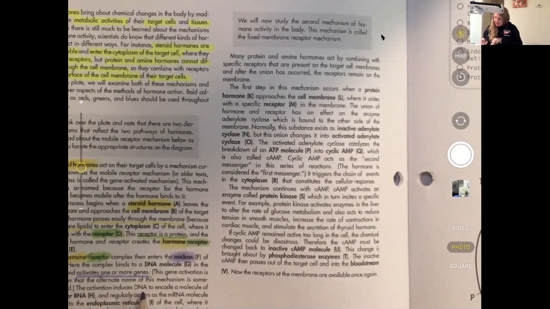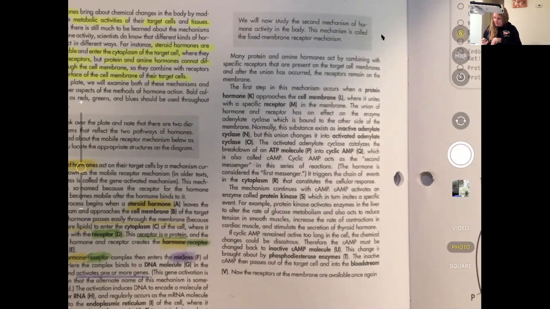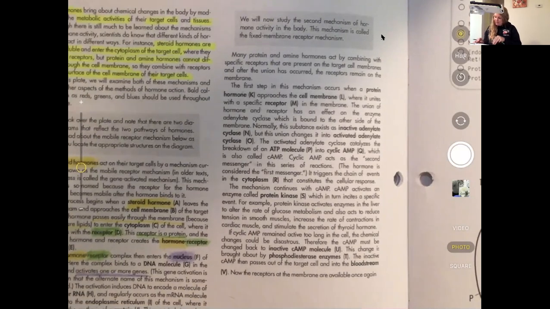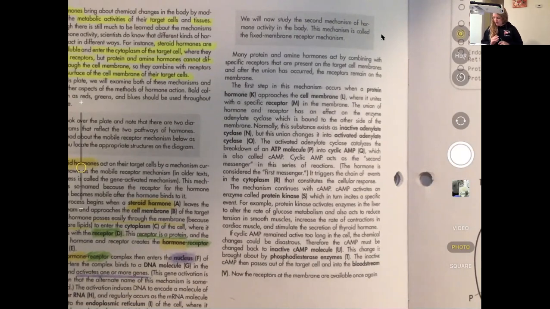The activation induces DNA to encode a molecule of messenger RNA, mRNA, and regularly occurs as the mRNA molecule migrates to the endoplasmic reticulum of the cell, where it instigates the synthesis of a protein. This protein brings about the desired effect in the cell. For example, the protein may act as an enzyme that alters the rate of a specific cellular process, or it may act as part of a membrane transport system to alter membrane permeability. So basically, we're talking about protein synthesis here.